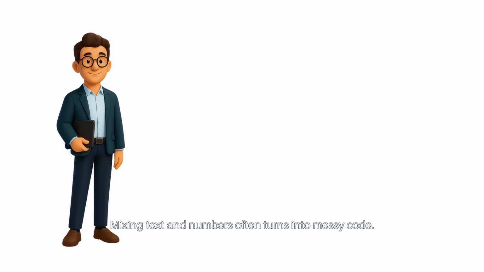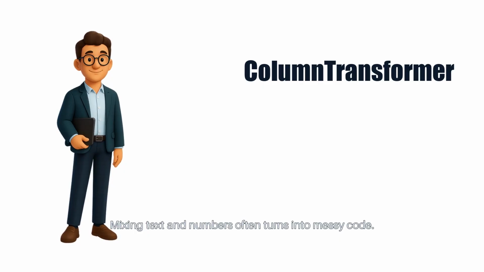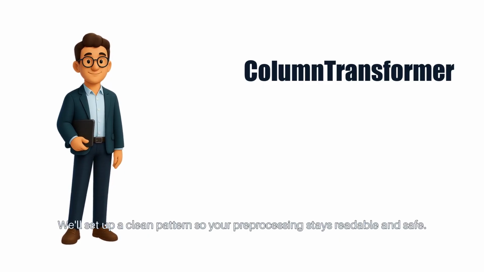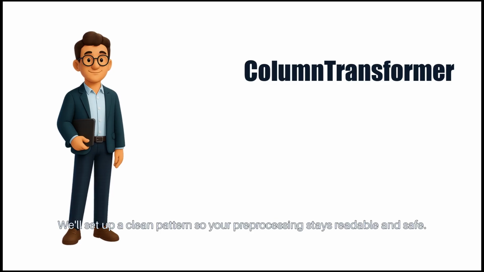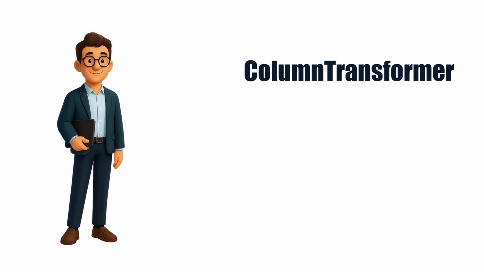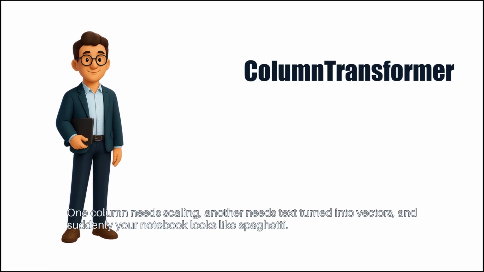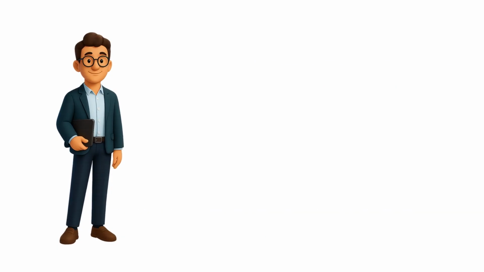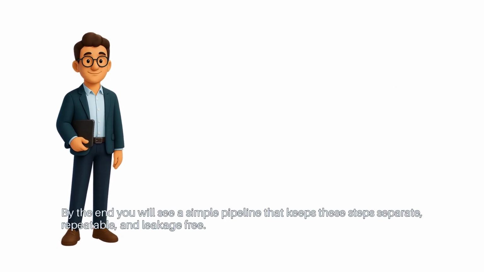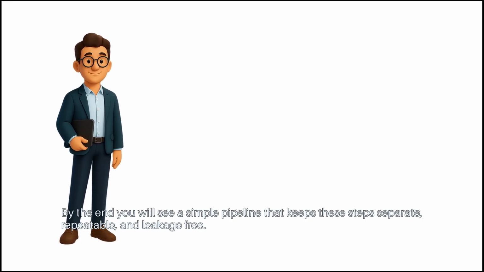Mixing text and numbers often turns into messy code. We'll set up a clean pattern so your preprocessing stays readable and safe. You know the pain. One column needs scaling. Another needs text turned into vectors. And suddenly, your notebook looks like spaghetti. By the end, you will see a simple pipeline that keeps these steps separate, repeatable, and leakage-free.